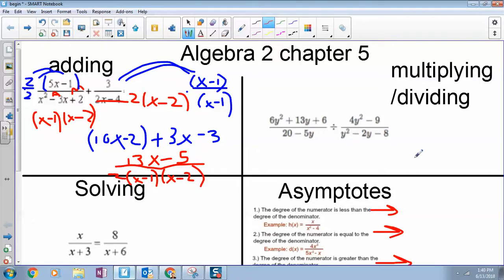Alright, so this one over here, multiplying and dividing rational expressions. So for these, when you divide, if you guys remember 6th grade, keep, change, flip, or you could say multiply by the reciprocal. So change this division to multiplication and then flip it. So we're going to have 4y squared minus 9 on the bottom. And then we're going to have y squared minus 2y minus 8 on the top.